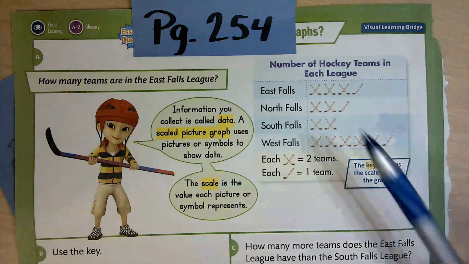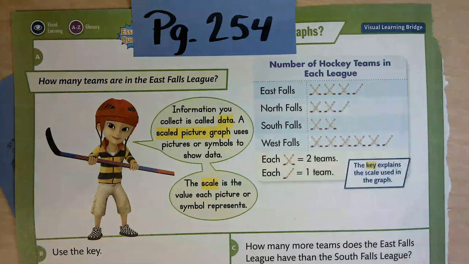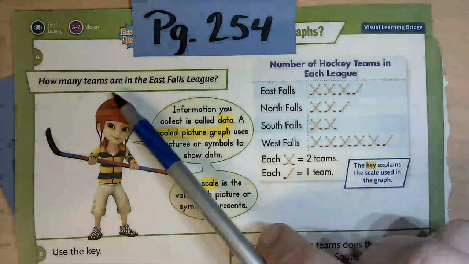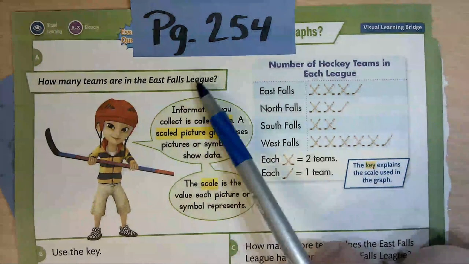So here we are on page 254. And again, if you have not gotten there yet, pause the video and turn to page 254. Make sure you have your pencil with you because you can follow along as we work. All right, it says how many teams are in the East Falls League?